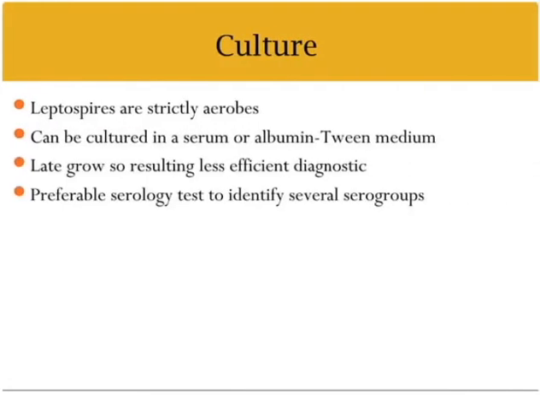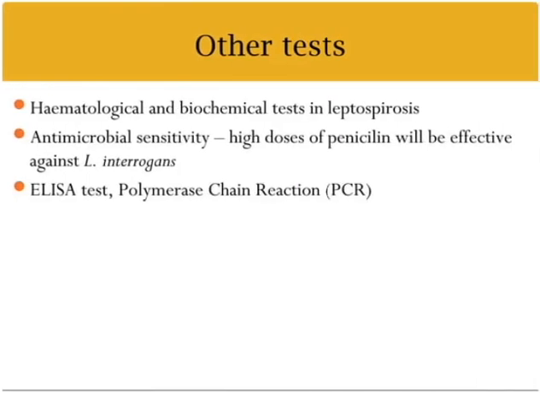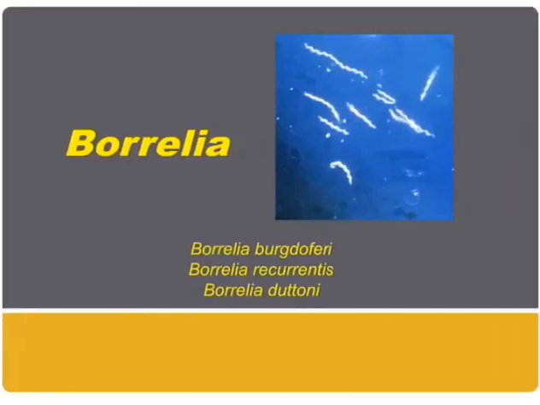Culture: the leptospires are strictly aerobic. They can be cultured in serum or albumin Tween medium. They grow slowly, resulting in less efficient diagnosis, so serology tests are preferable to identify the several serogroups. They also test hematological and biochemical changes in leptospirosis. Antimicrobial sensitivity: high doses of penicillin are effective against L. interrogans. ELISA test, polymerase chain reaction.